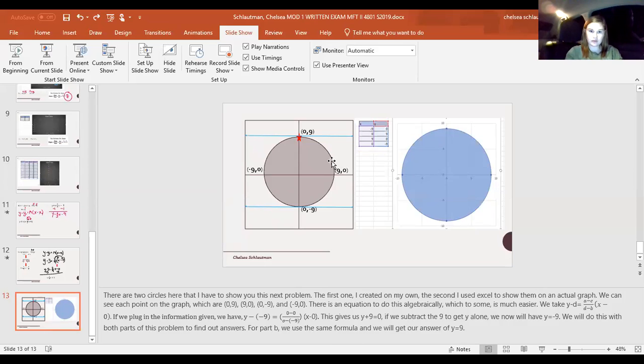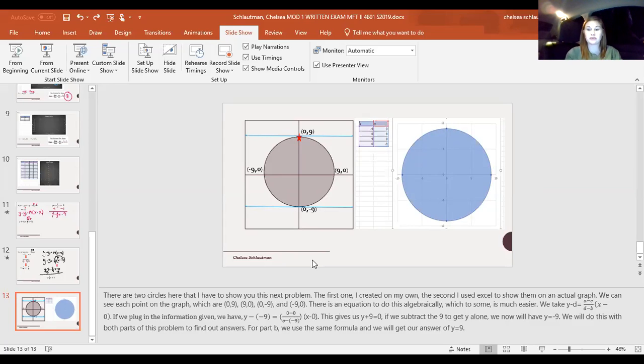So if you look here, I have it all graphed out where you can actually see the visual of it. So it says there are 2 circles. The first one here I created on my own. The second one I used Excel to show the actual graph so you can see all the points that are labeled to make it a little bit more appealing visually. We can see all the points on both graphs of 0, 9, 9, 0, 0, -9 down here, and then -9, 0. And there's an equation that we can do to do this using just algebra, which to some is much easier. Like I said before, it's the way I prefer to do things.